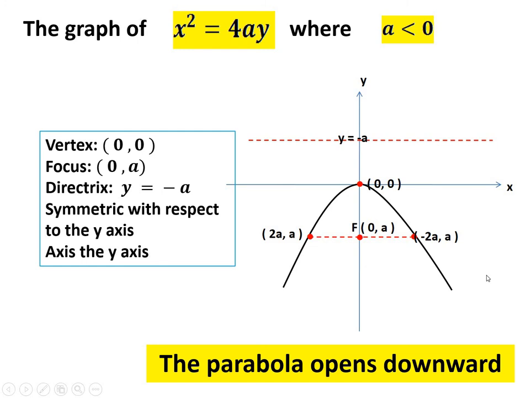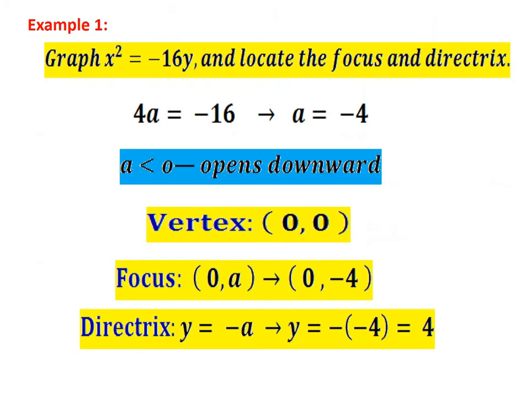So you are going to recall 4 graphs, 4 different graphs and 4 different equations with their restrictions. Remember that always. So let's have example 1. Graph x squared is equal to negative 16y, and locate the focus and the directrix. As you can see, this negative 16 in our problem is simply your 4a. So equate that with 4a.